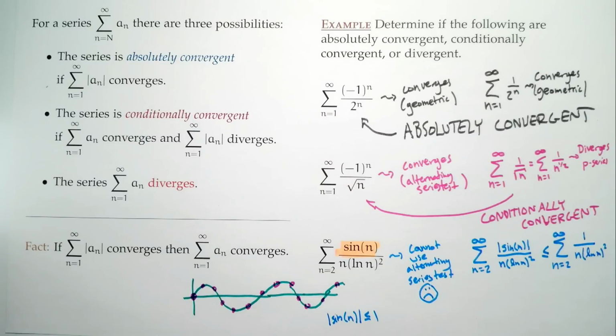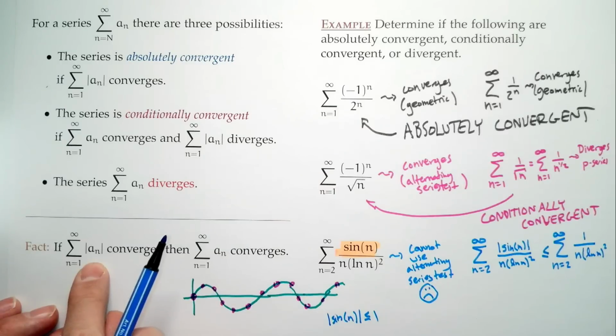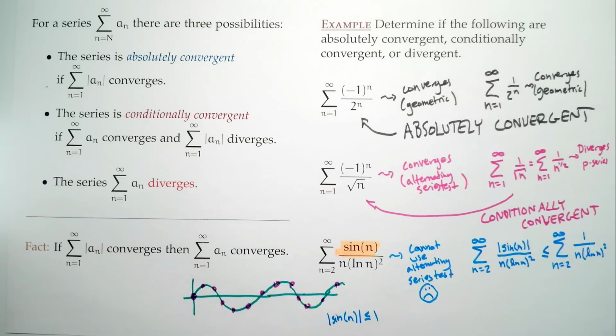Now, does that sum converge? Because if this second sum converges, which is a little bit easier to work with, this sum would converge. And if that sum converges, then the conclusion is that this sum converges. Why? Because if we can take the absolute value of it and it converges, the original sum converges. Well, what do you think? Does it converge or diverge?